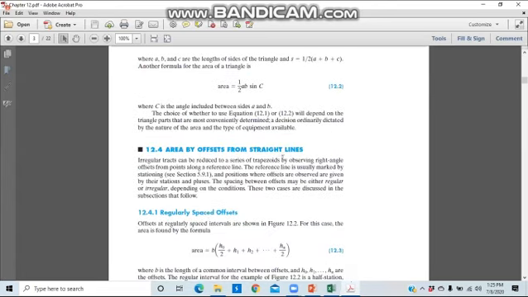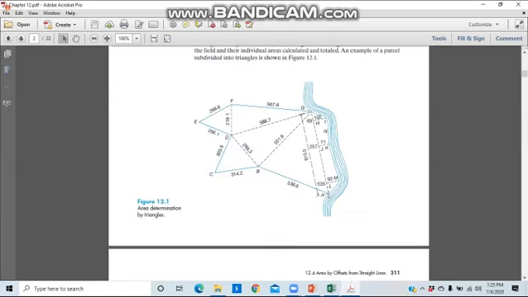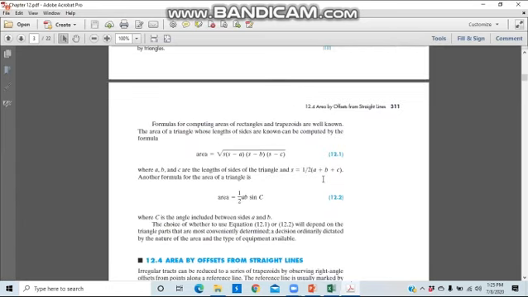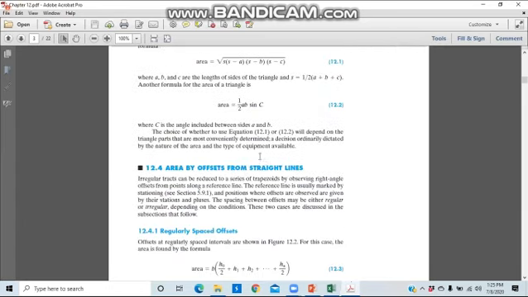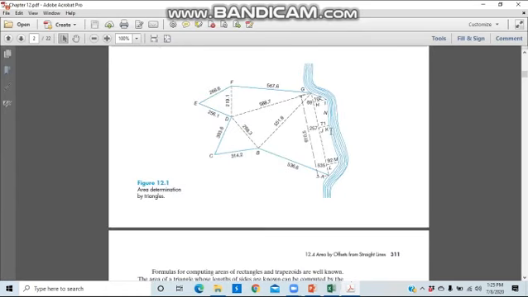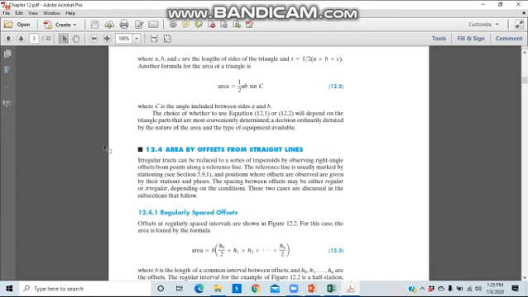Area by offset from the straight line, right? This was the straight line. Now this area is offset from this straight line, right? So that's what we are talking about here, how we can calculate this area, which is an irregular shape, neither a triangle, nor a rectangle or trapezoid. So let's see how we will do that.